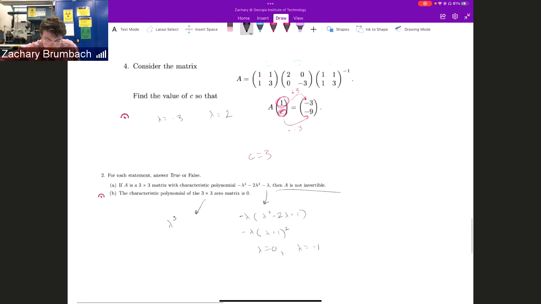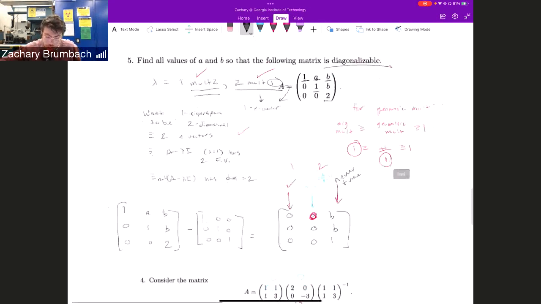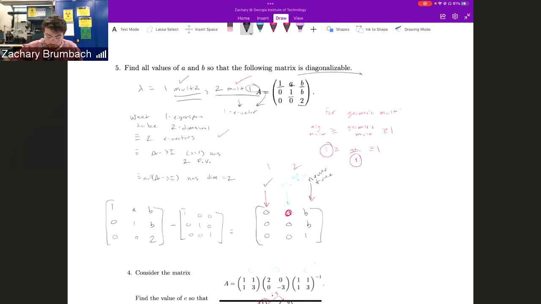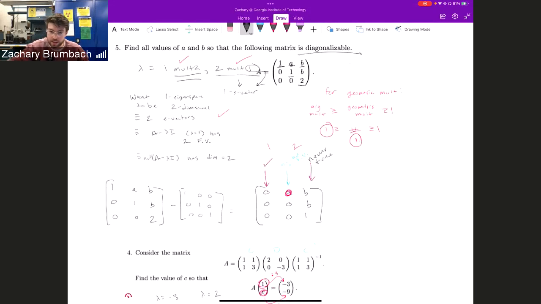Oh, about number 5, someone asked another question. B can be any real number because it doesn't affect our number of free variables for 1, and it doesn't affect whether or not 2 is an eigenvalue. Whatever it is, 2 will always be an eigenvalue, and it'll always have at least one eigenvector. And if A is 0, A minus 1I will always have 2 free variables, so B doesn't affect anything. It can be whatever it wants.